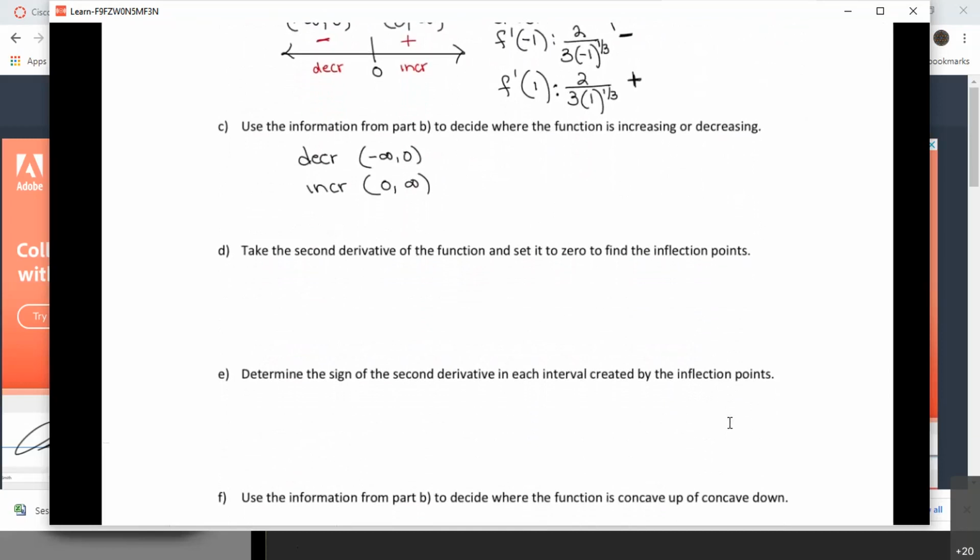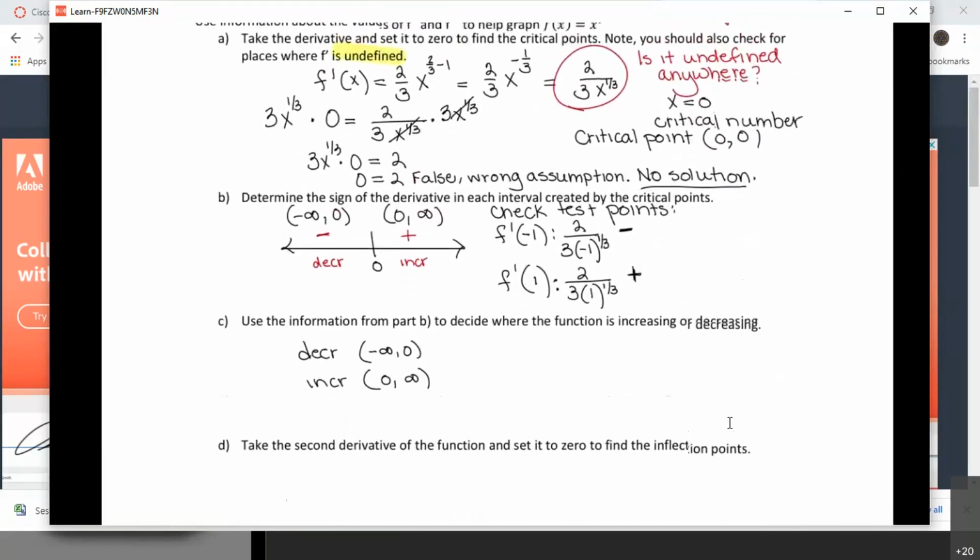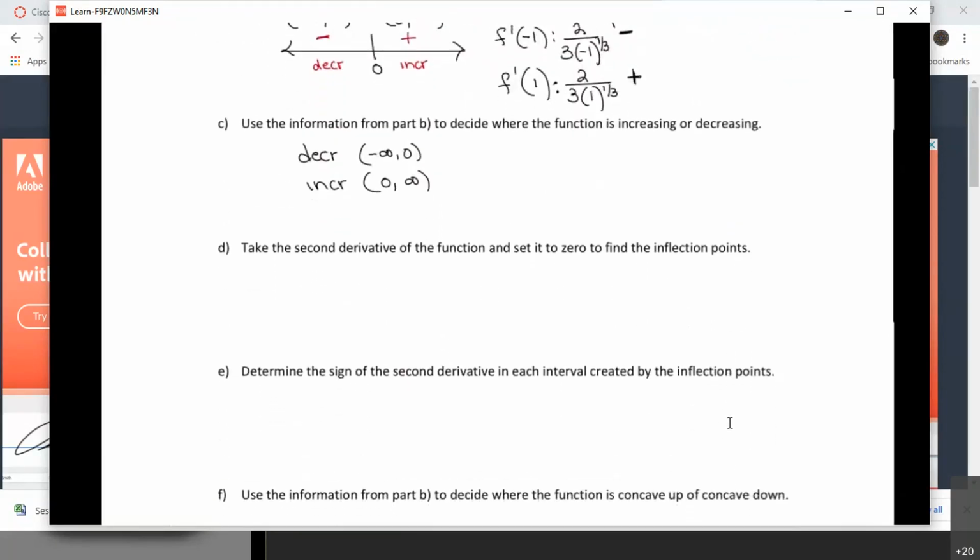Next thing I want to do is check concavity. So I need my second derivative. Okay, so here's my first derivative. Let me just write this over again, the way it originally came out, 2/3 x to the -1/3.